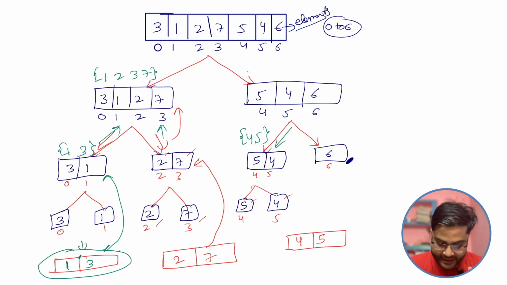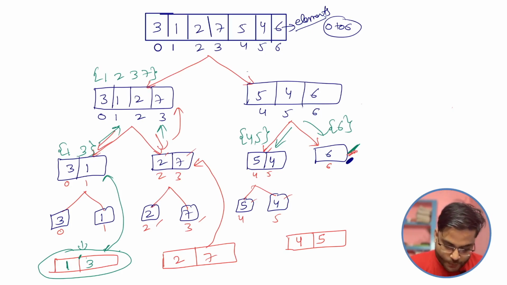Come to the right side. Okay, so on the right side we only have one element, right? So if we have only one element, that is sorted. There is no other element, so it is already sorted, so pass it. Okay, so this will be 6 only.